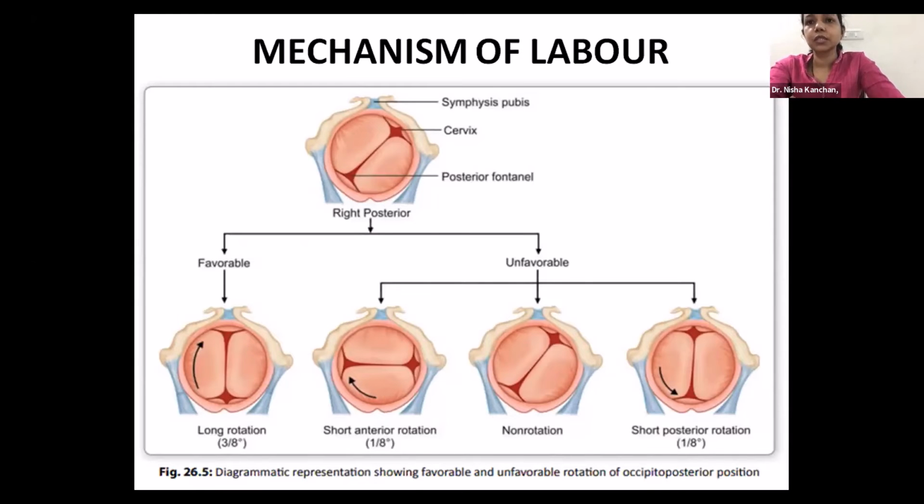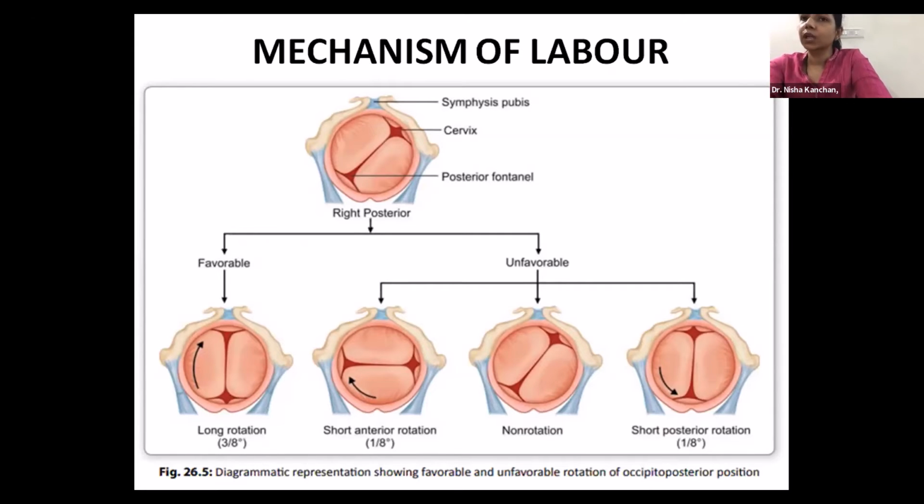Occipito-posterior position. So it starts with the occipito-posterior. See, the posterior fontanelle is here. And in the posterior position, the anterior fontanelle is anterior. This is how you diagnose that. This is occipito-posterior because near the sacroiliac joint, you're feeling the posterior fontanelle. So that becomes an occipito-posterior position.